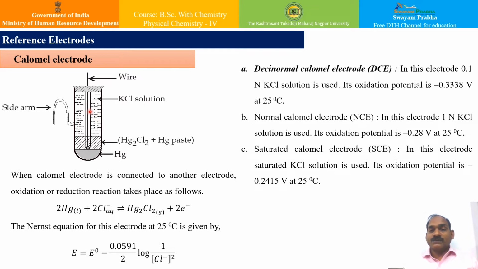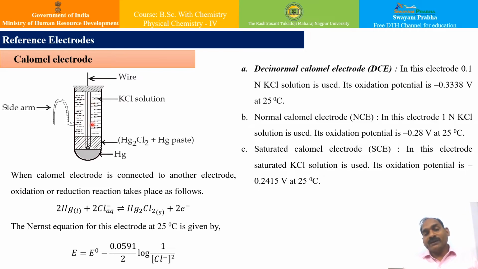If I use a decinormal calomel electrode, that is, if I use the KCl solution of 0.1 normal, its oxidation potential becomes minus 0.3338 volts at 25 degrees centigrade, and we call it a decinormal calomel electrode. Whereas if I use the 1 normal KCl solution here, its oxidation potential becomes minus 0.28 volt at 25 degrees centigrade, and this electrode is called a normal calomel electrode.